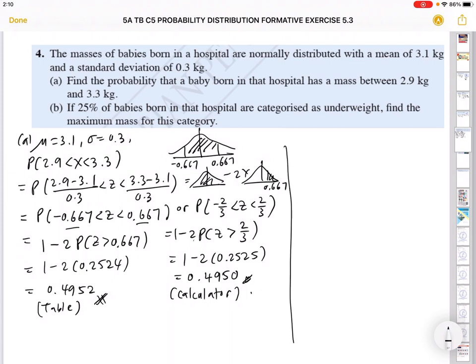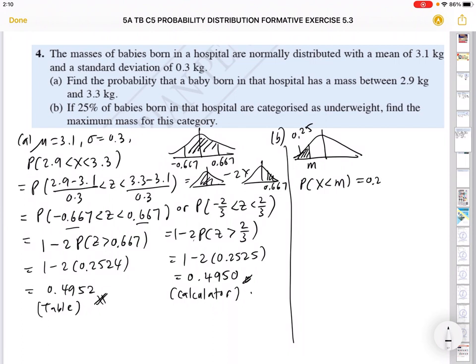Part B, they say that 25% of the babies born in the hospital are categorized as underweight. Find the maximum mass. So let's do a rough sketch, okay? Underweight means it must be the bottom quartile. In statistics we call it the lower quartile, bottom 25%. So we want to find the maximum mass. The maximum mass, or the cutoff to be underweight, let me just label as M, as you can see, is here. Now, we can write the probability of X less than M to be 0.25.